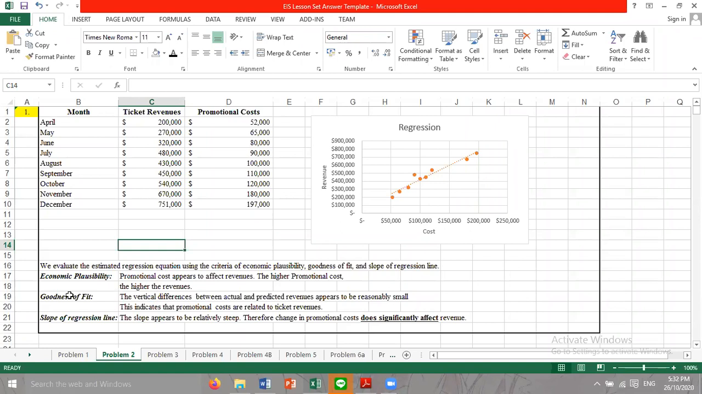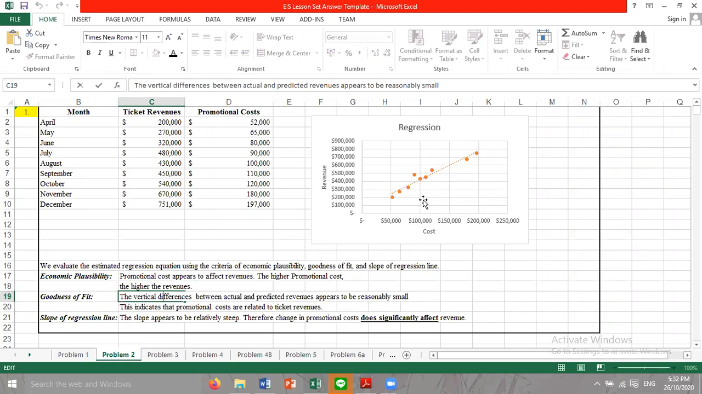In this case, we can measure goodness of fit based on how close the dots are to the estimated regression line. We can see that the dots are pretty close to the regression line. So in terms of goodness of fit, the vertical differences between actual and predicted revenues appear to be reasonably small. Therefore, it indicates that promotional costs are strongly related to ticket revenues. That's for goodness of fit.